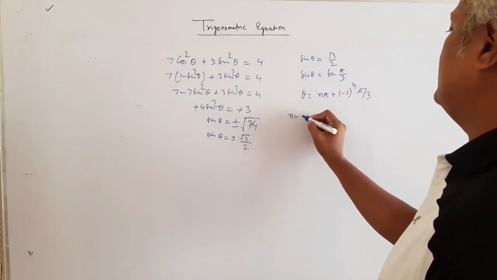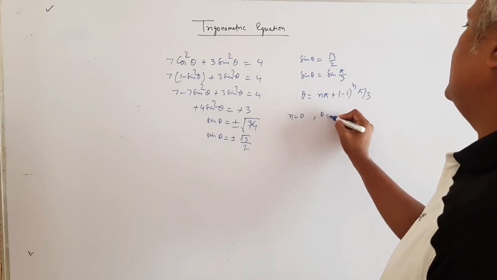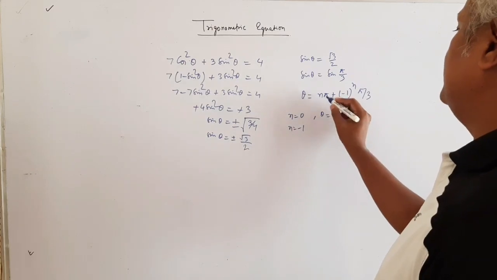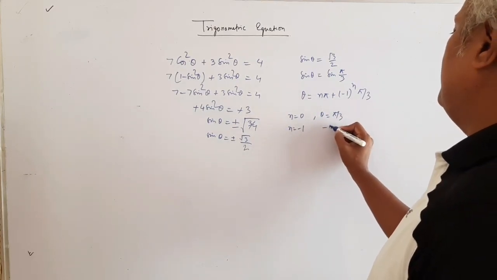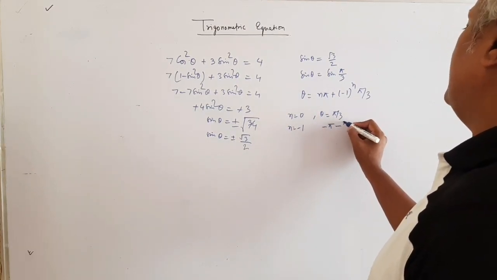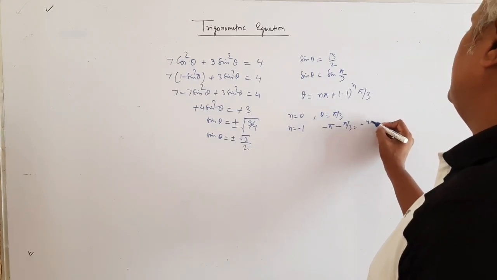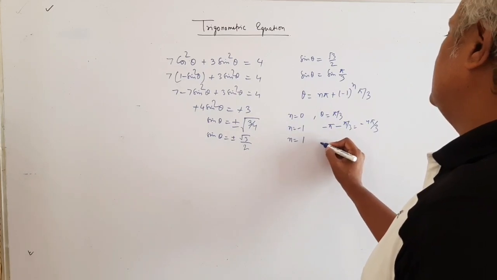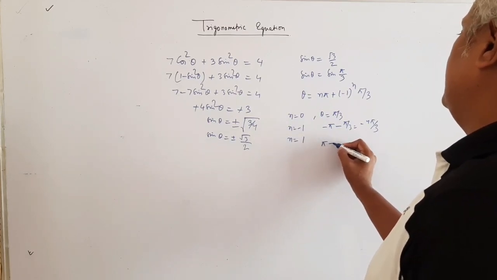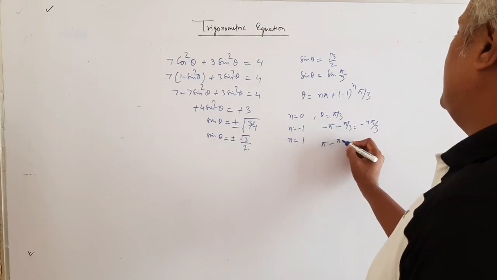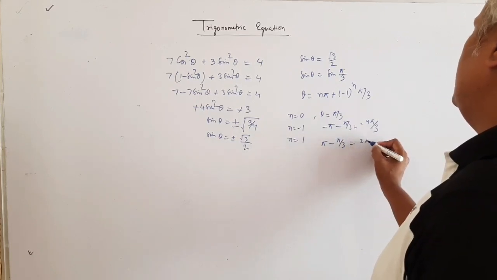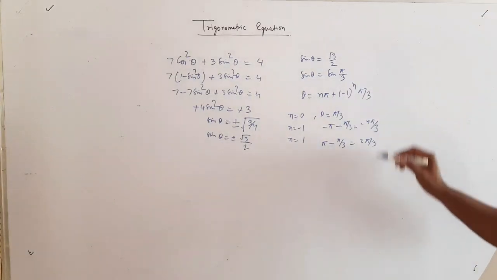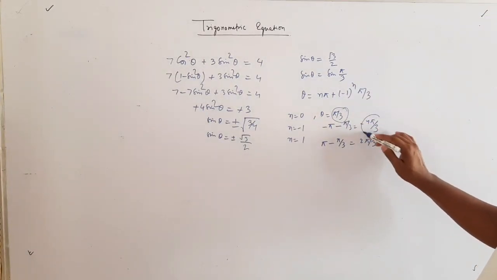If you take n equal to 0, then theta is pi by 3. If you take n equal to minus 1, then this is minus pi minus pi by 3, that is minus 4 pi by 3. If you take n equals 1, then this is pi minus pi by 3, that is 2 pi by 3. Same way, you keep on putting the different integer values for n, and you keep on getting the different values of theta. These are your solution.